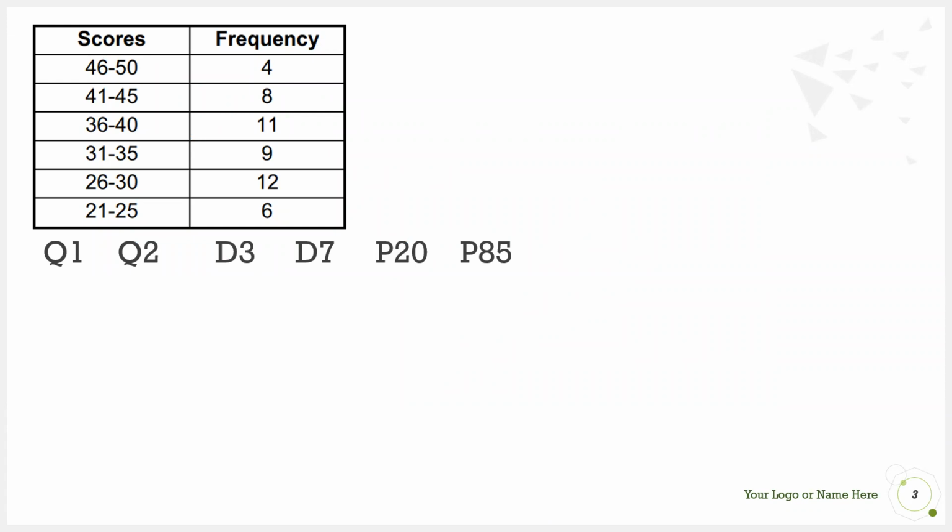Nagkaroon tayo ng different classes. Example, first class is 21 to 25, or step, others call it a step. Step 1, Step 2, Step 3, which is 21 to 25, 26 to 30, 31 to 35, 36 to 40, 41 to 45, and 46 to 50. So we have 6 steps here. With the class size, please take note of the class size.